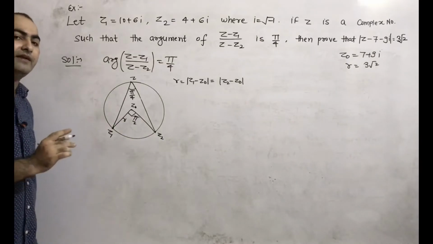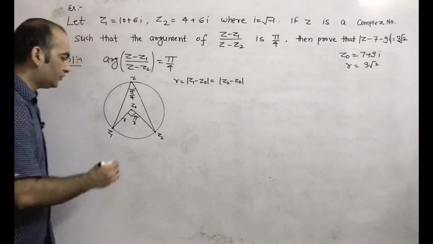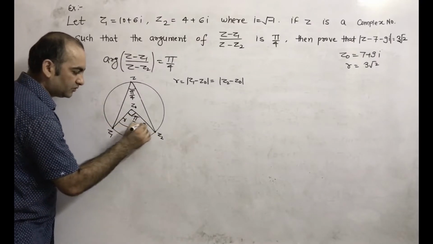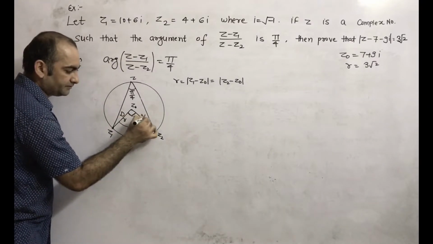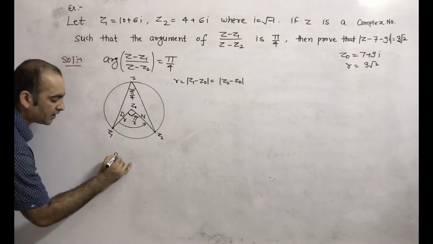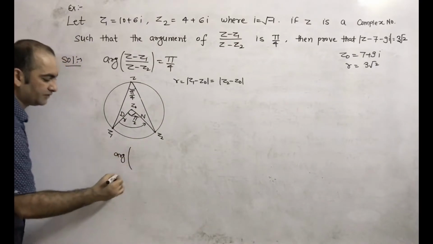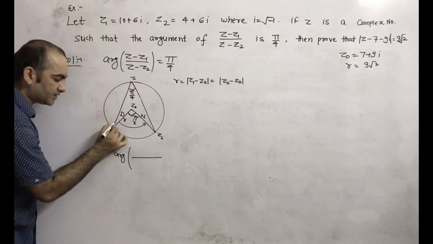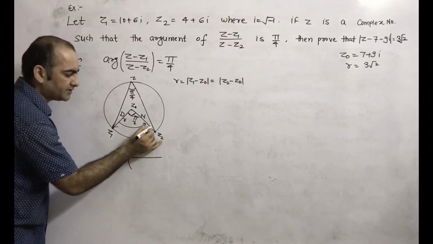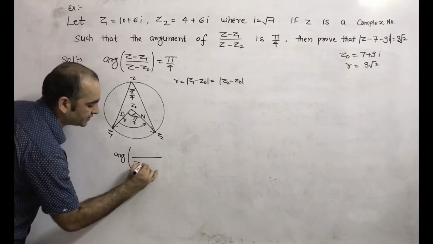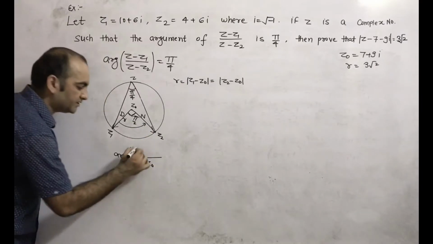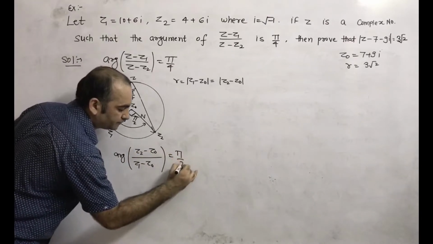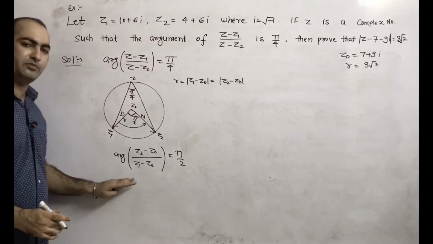So what we will do here, we will use rotation. If you rotate this one with the angle pi by 4, we will get this one. So we are rotating like that. This is the denominator and this is the numerator. So this one we can write in terms of argument: the denominator is this one, so the direction we are taking towards z1, and here towards z2. So we can write z1 minus z naught, and numerator is z2 minus z naught, equal to pi by 2. This one is in argument form.